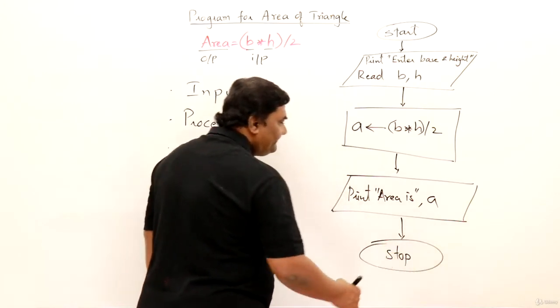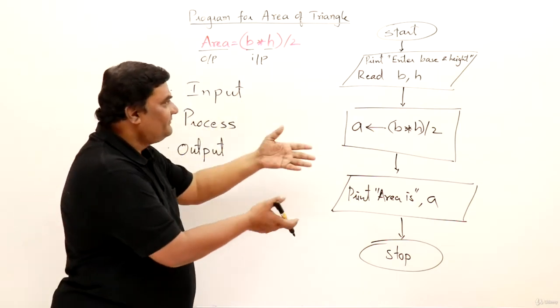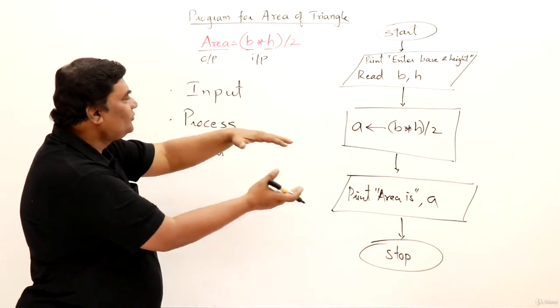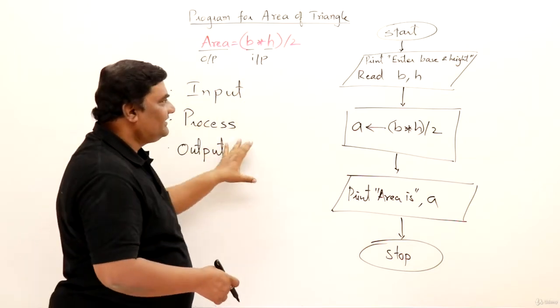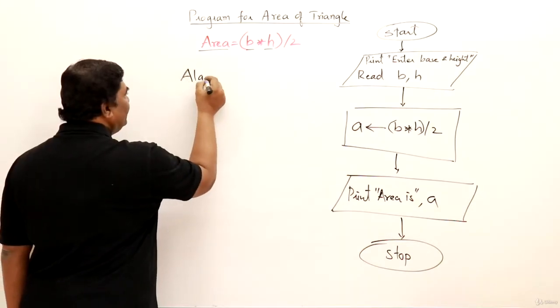So this is end. Now next, I will write down an algorithm for this one. The algorithm will contain the same thing, I just have to group all of them together here and write an algorithm. Then after that we will write a program. Algorithm area.